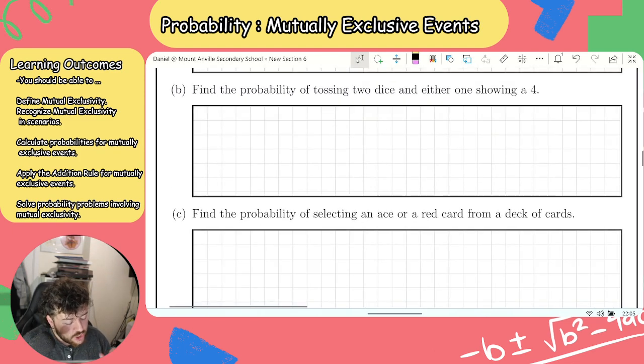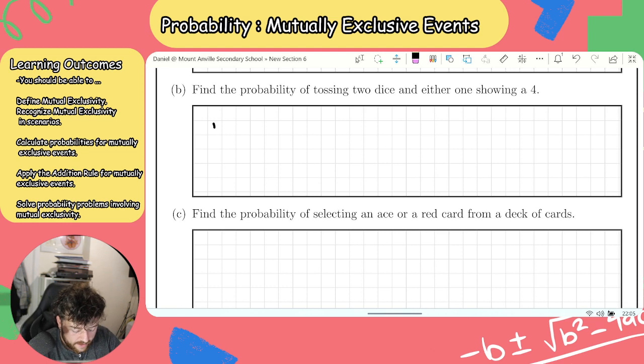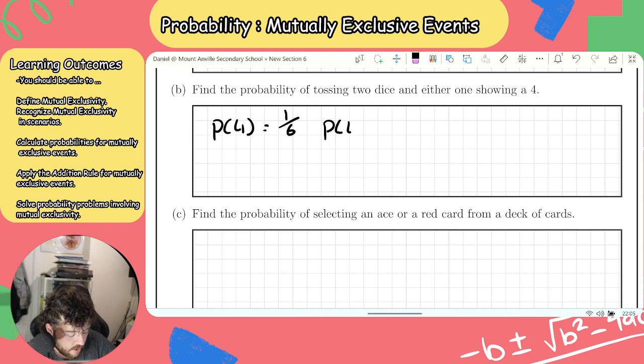Find the probability of tossing 2 dice and either one showing a 4. So either one shows a 4. So the probability of getting a 4 is 1 in 6. Now, the probability of getting a 4 and a 4 is going to be 1 in 36. Could we multiply the two probabilities together? We'll get into that when we get to independent events.